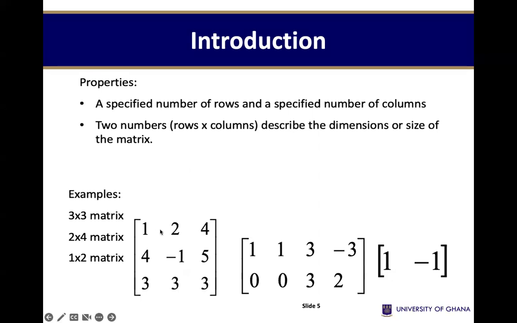columns. So for example, in this particular matrix, we first look at the number of rows, which is basically first row, second row, third row. We also look at the number of columns, which is first column, second column, third column. Hence, we can call this matrix a 3x3 matrix, as you can see here.